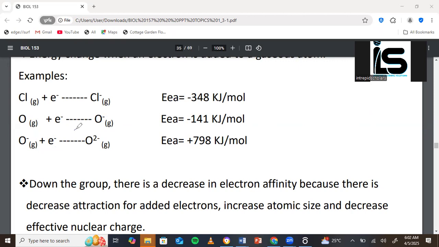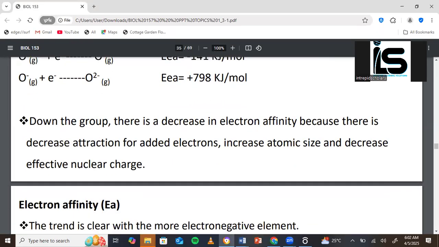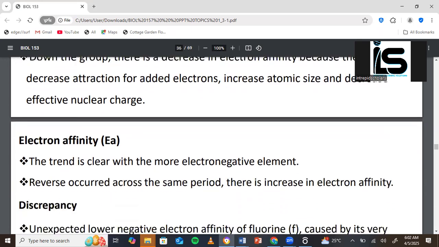Now, for you to add an extra one, the electron that you added here has already increased repulsion in the outermost shell. So for you to add an extra one, you have to use a high energy to force the O minus to accept it because of the repulsion that already exists, right? And that is why we have a high positive number, contrary to the negative number that implies stability in the first electron affinity. So I've explained all these.